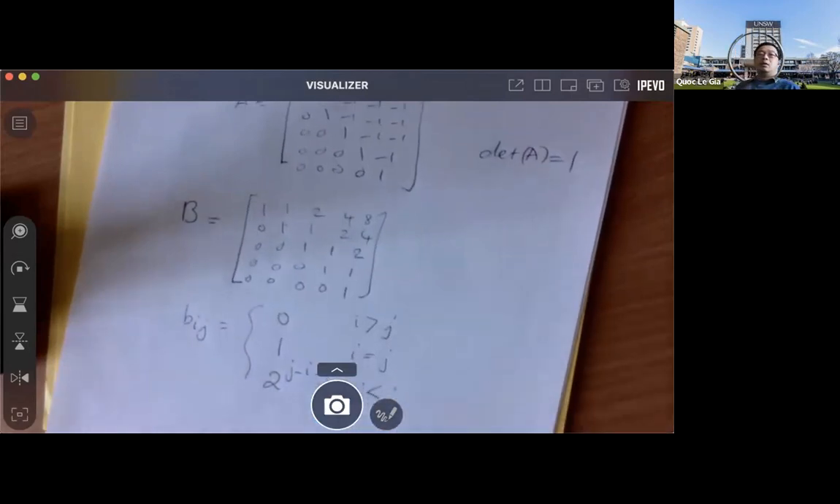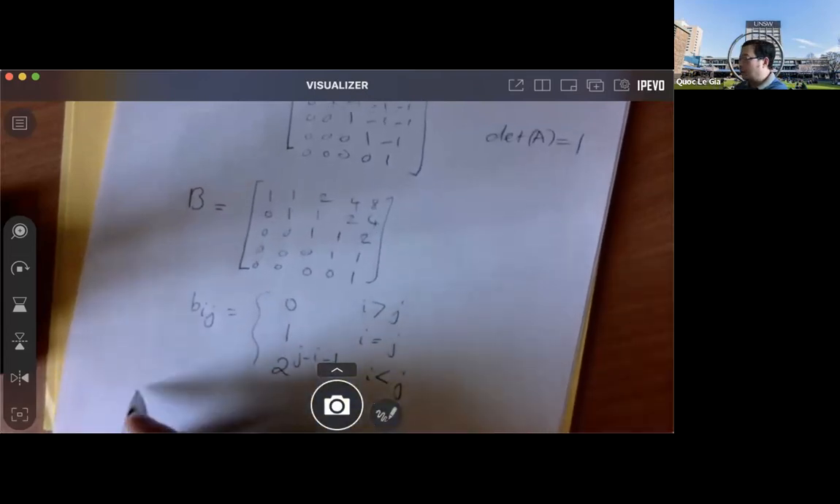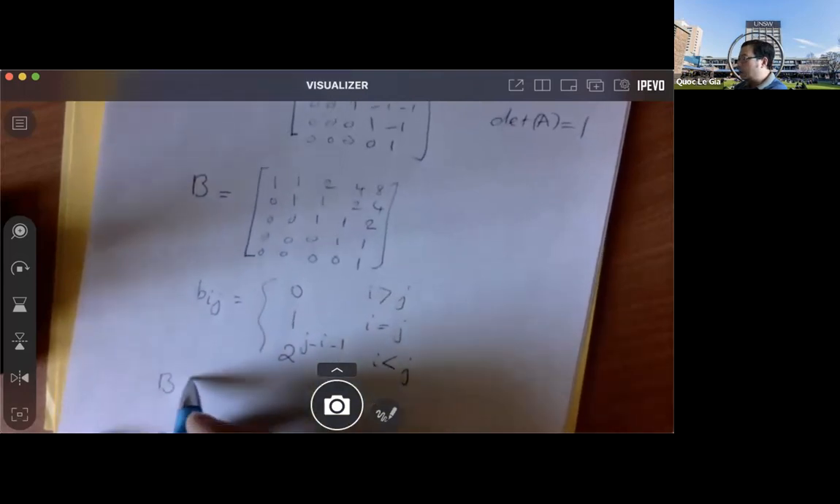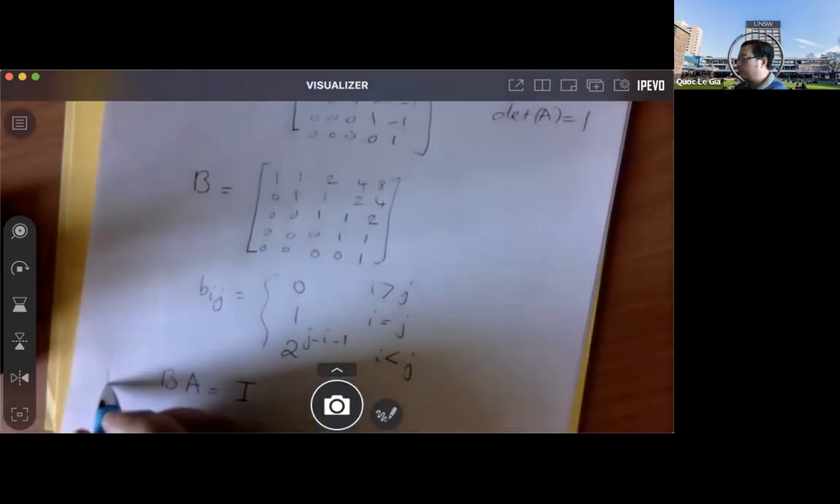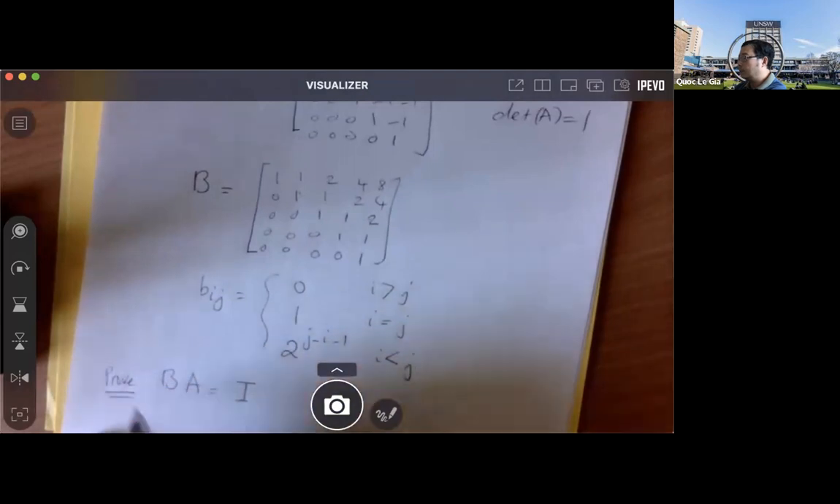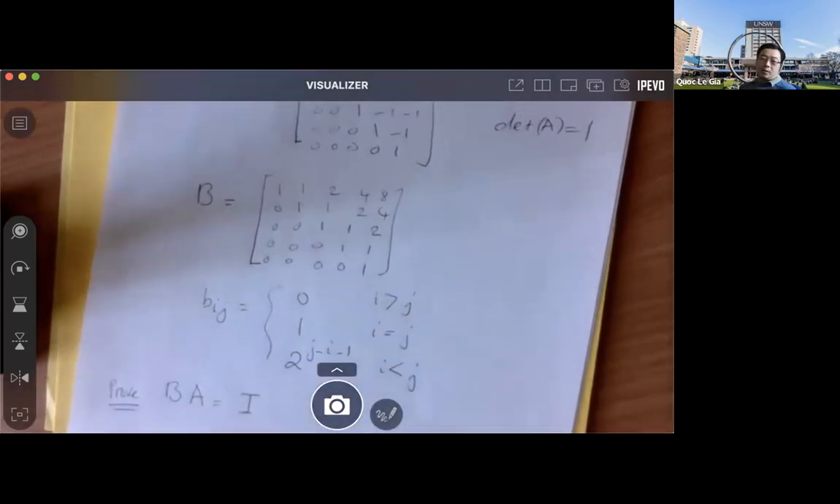Okay, so now the part we have to prove is that B is the inverse of the matrix A. You see, this is the tricky part. How do we prove that B is the inverse of matrix A? For n equal to 5, you just take B and multiply by A directly, right? You put it in MATLAB or you do it by hand. Then it's easy. You can verify that.